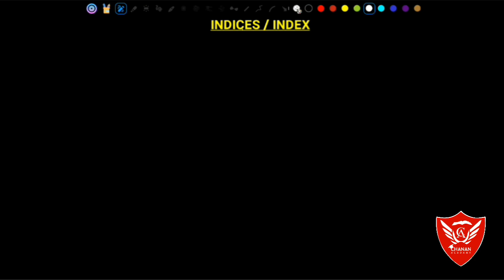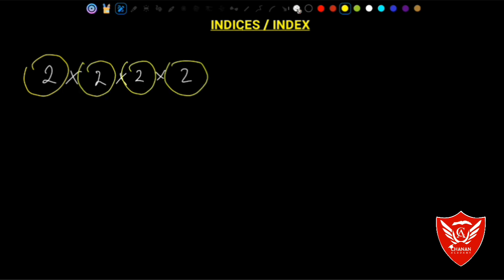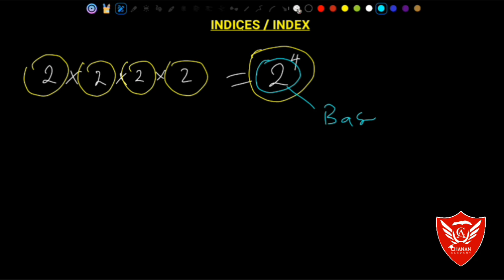Indices is the plural form of index. So what is an index? Suppose we are given a number, say 2 times 2 times 2 times 2. Now, this number is quite in a larger form. For us to be able to write this in a shorter form, we can count the 2. Say this is 1, this is 2, this is 3, and this is 4. So we can write it as 2 raised to the power of 4. In this representation, the 2 is the base and the 4 is known as the index.